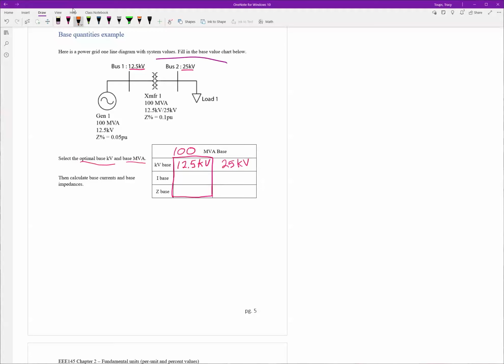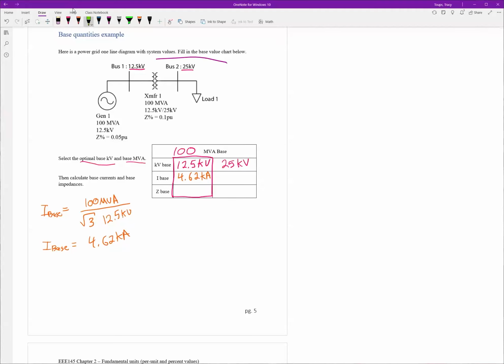So let's go ahead and calculate our I base. I base, remember, is 3-phase power. So it's going to be 100 MVA on top, divided by square root of 3 times our kV line to line, which is 12.5 kV. Okay, we're going to number crunch this, and this will be 4.62 kiloamps. So here I will put 4.62 kiloamps.